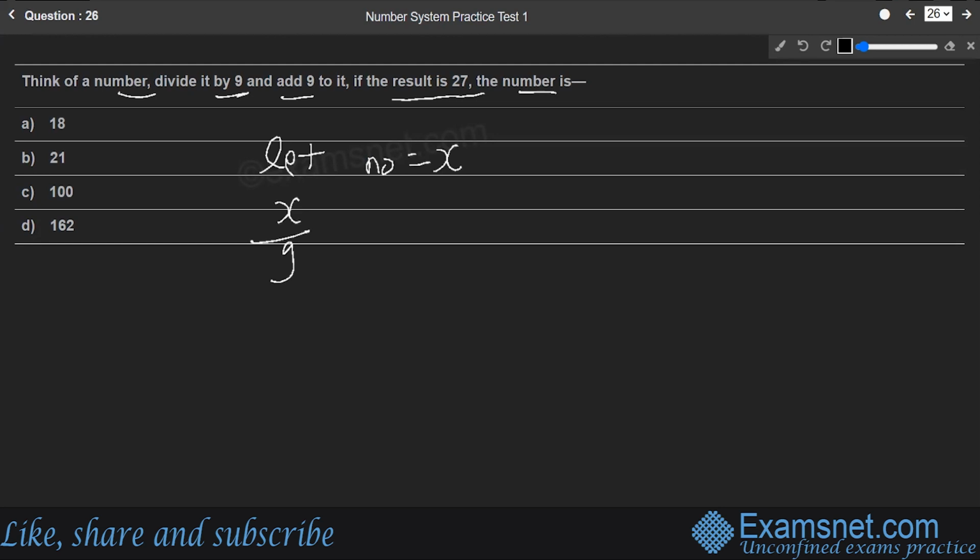And then he says add 9 to it. So I have added 9 to it. So this is what he's saying, the result is going to be 27. So we have made an equation out of it.